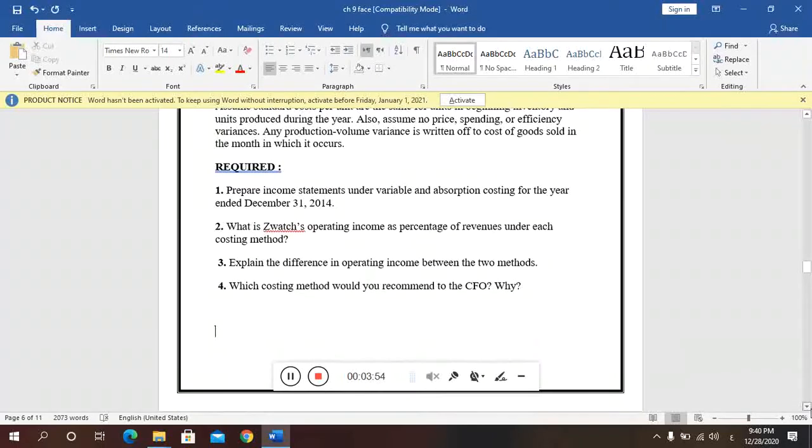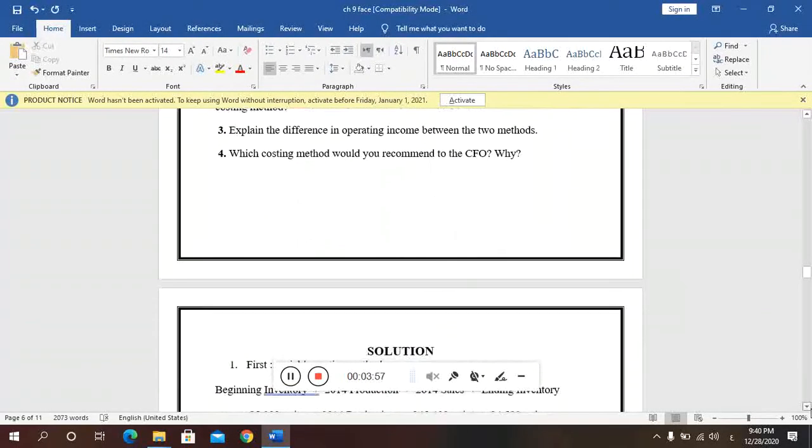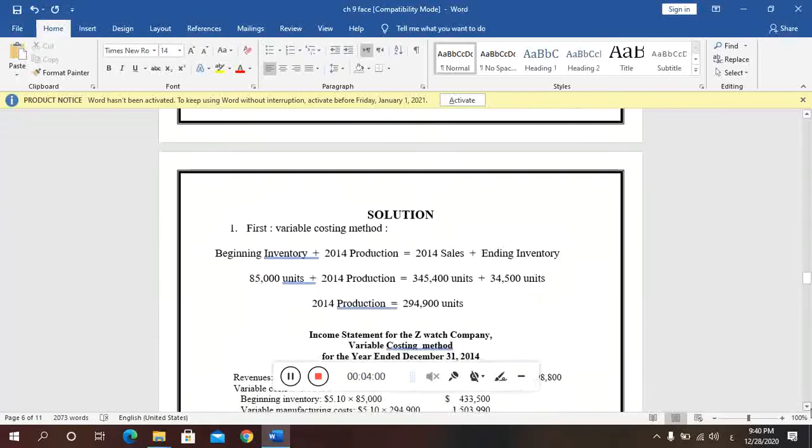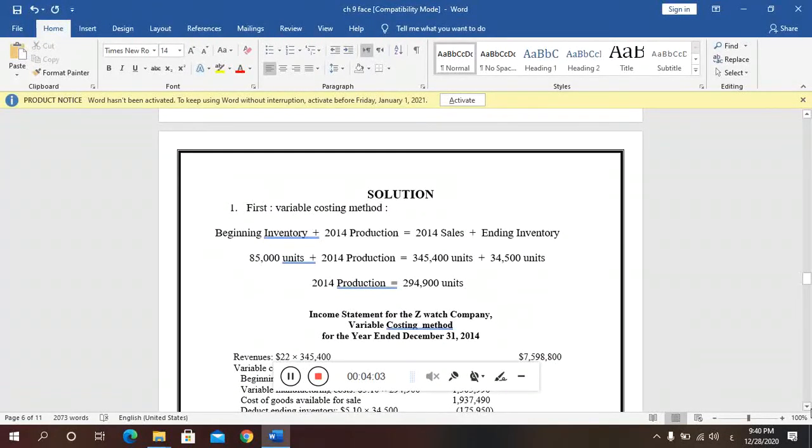Let's go to required number 1, and we will prepare an income statement under the variable costing method first, and the second time we prepare an income statement under the absorption costing method. First, here he gave me the beginning inventory units, it was 85,000 units, and he gave me the ending inventory units, it was 34,500 units. And he gives me the units sold, it was 345,400 units.